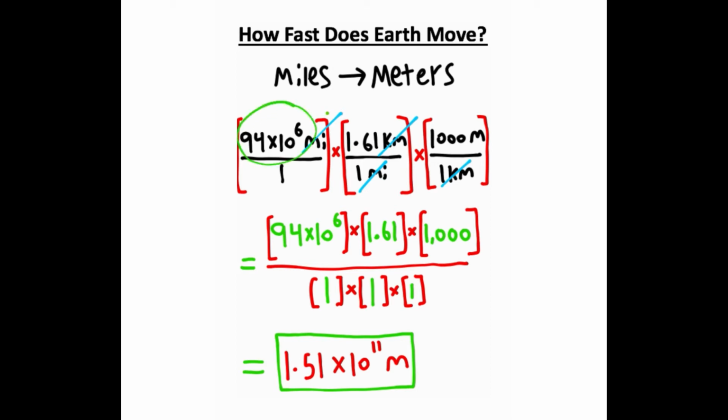Remember, we had 94 times 10 to the 6th miles, and something that you should know is there's 1.61 kilometers per mile, and there's also 1,000 meters per kilometer. Notice doing this, I can cancel the miles, I can cancel the kilometers, and I'm left with just meters. So what I can do is multiply all the top numbers across and multiply all the bottom numbers across, and then run the fraction by dividing the two. And that will give me this number right here.